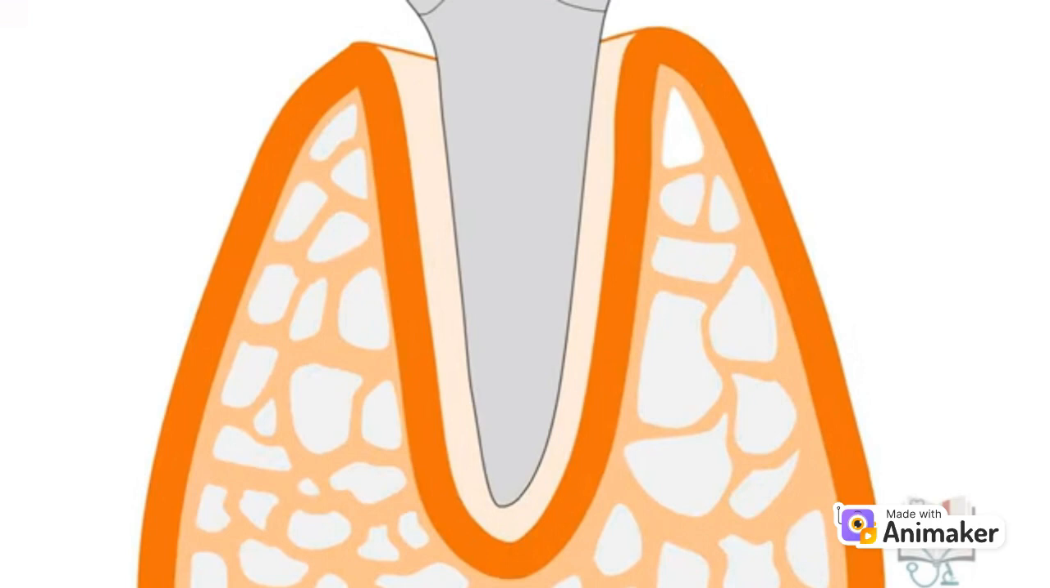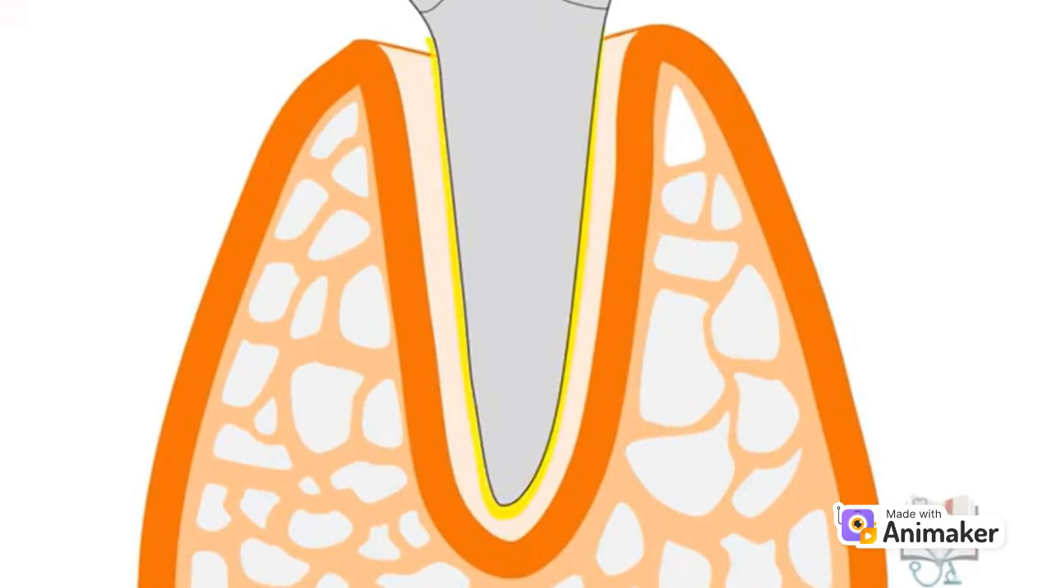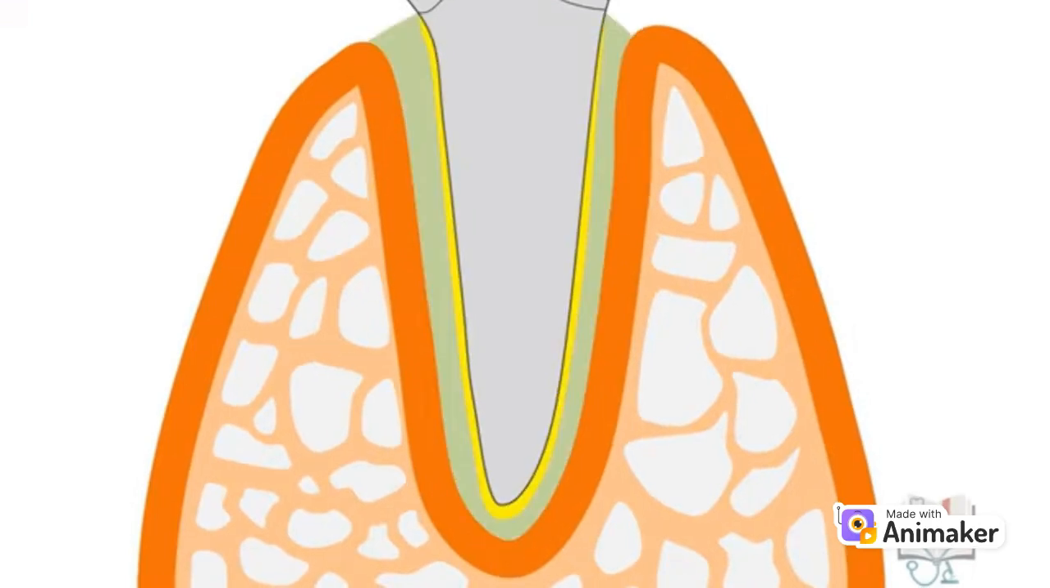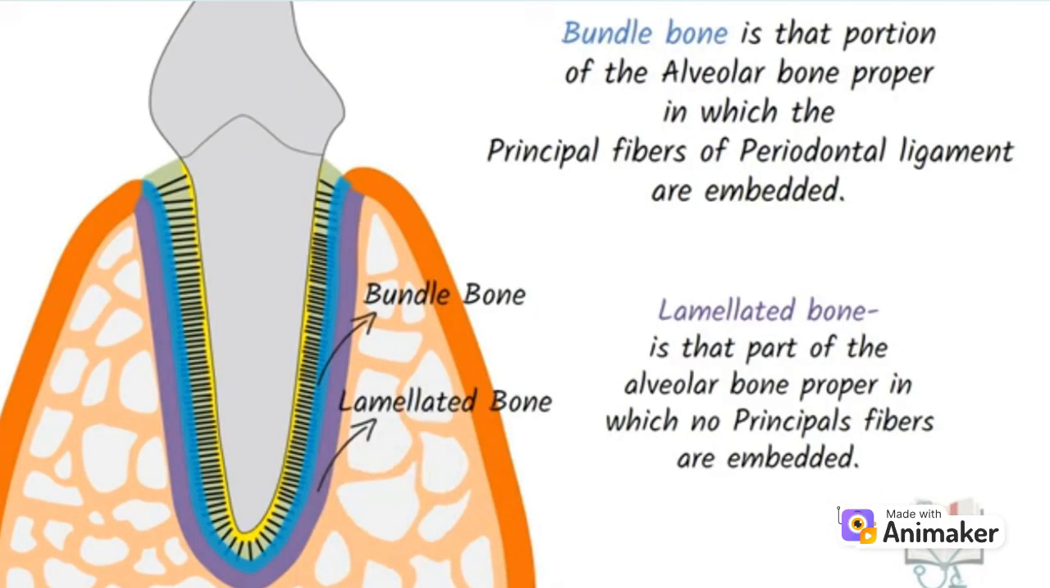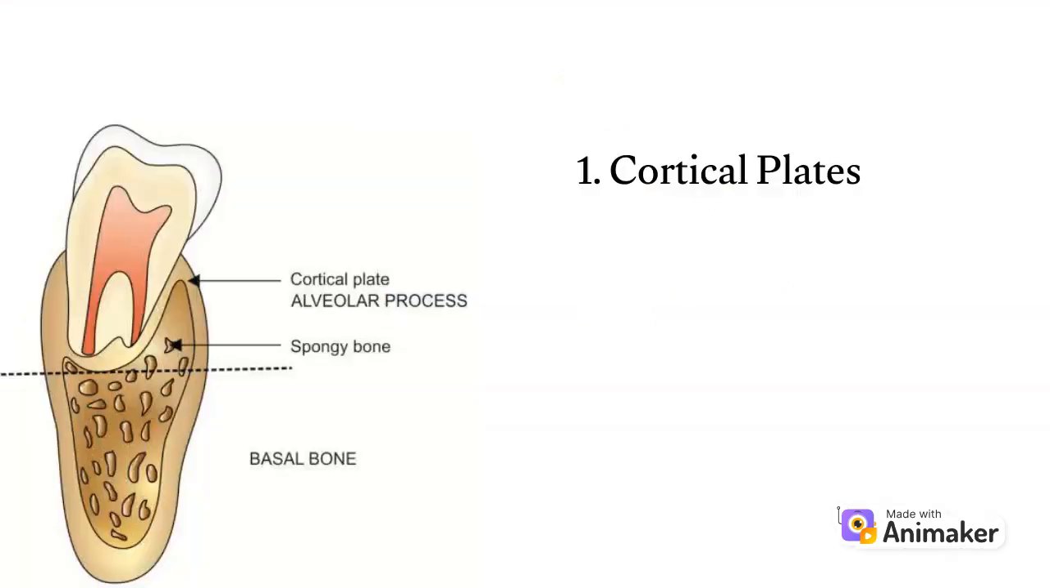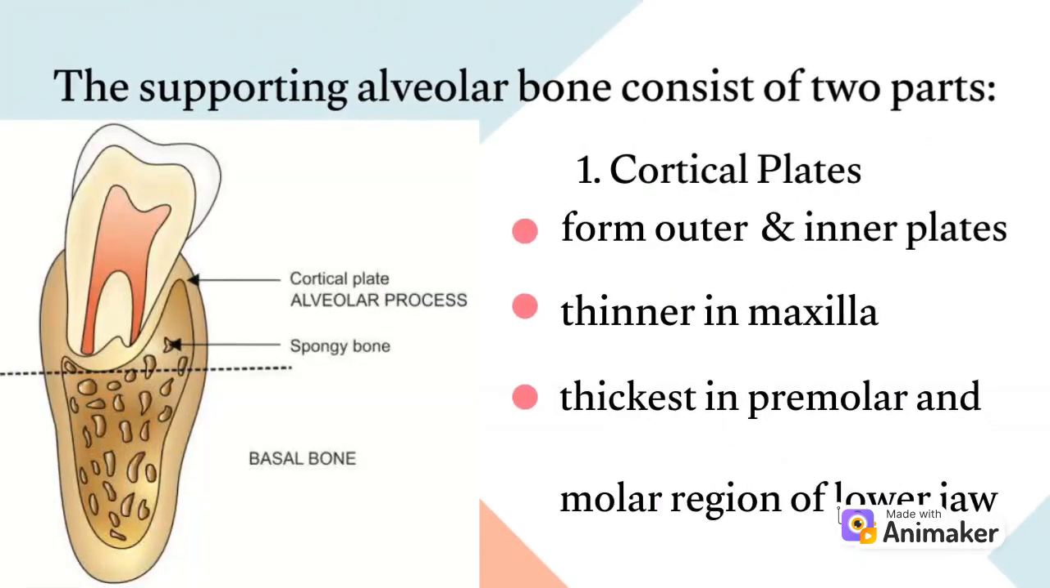The root of the tooth is lined by the cementum. Between the cementum and the tooth socket is the periodontal ligament, and in the periodontal ligament are the principal fibers. The principal fibers on one end are embedded in the cementum, and on the other end in the alveolar bone proper. So the bundle bone is that portion of the alveolar bone proper in which the principal fibers, or Sharpey's fibers, are embedded. The lamellated bone is that portion of the alveolar bone proper in which no principal fibers or Sharpey's fibers are embedded.